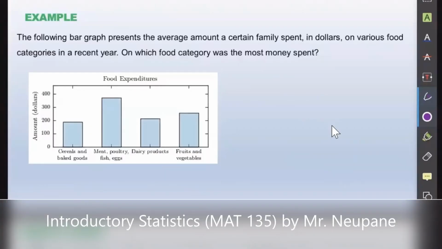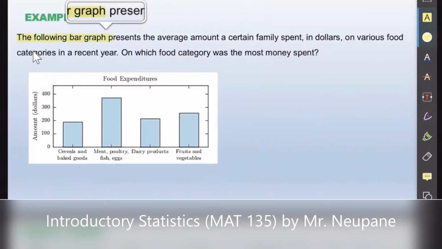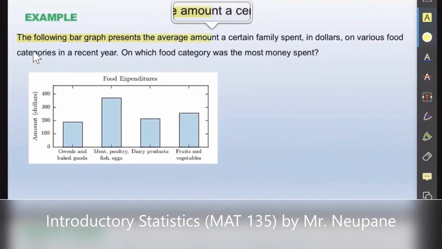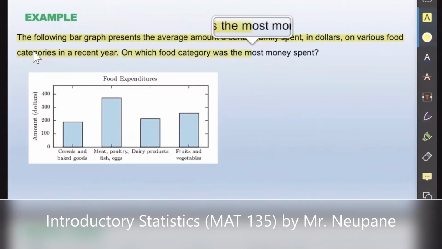Here is another problem. And in this one, this is the application of bar diagram. It's a quick and easy problem. So if you look at this, let's see what is asked here. Let me use a different color here. The following bar graph presents the average amount certain families spend in dollars on various food categories in a recent year. On which food category was the most money spent?